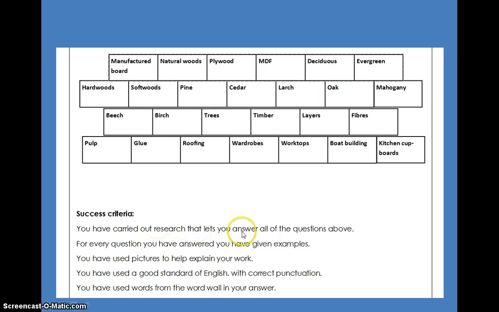Have you carried out the research to answer all the questions? For every question you've answered, have you given an example? So when you've talked about manufactured boards and timber, natural woods, give examples. There are some listed up here in the word wall. Have you used a good standard of English? Is your punctuation correct? If you're not sure, get someone to check it for you. I always get my work checked because I'd like to make sure my spelling and punctuation are correct. And here, have you used words from the word wall in your answer? If you haven't, or you don't think you have, go back to it and see what you can use.